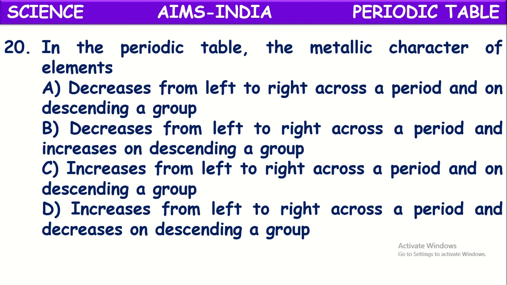So we can say metallic character in a period decreases from left to right. Now let us see the options they have given. First one, if you observe, decreases from left to right across a period on descending a group. Something is missing. If you observe the next one, decreases from left to right across a period and increases descending a group. Yes, this is correct, isn't it? In a group, it increases. In a period, it decreases. That is metallic character.